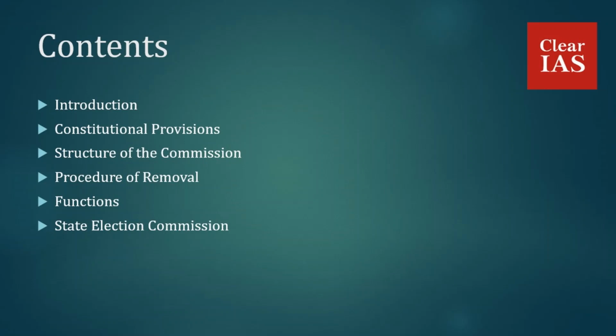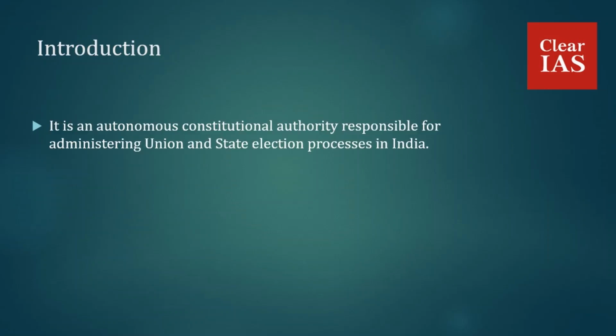Let's now start. The Election Commission of India is an autonomous constitutional authority responsible for administering union and state election processes in India. The body administers elections to the Lok Sabha, Rajya Sabha and the State Legislative Assemblies in India, and also to the offices of President and Vice President in the country. So that is the mandate of the Election Commission of India.